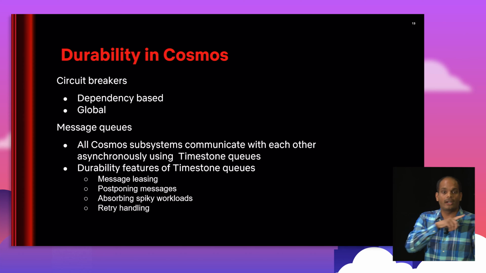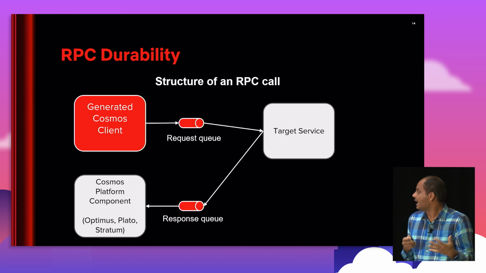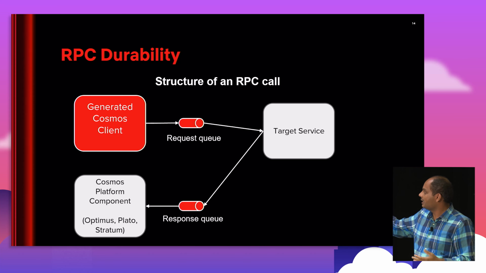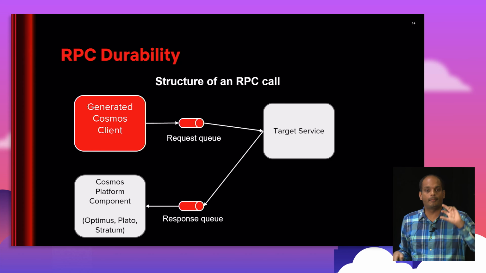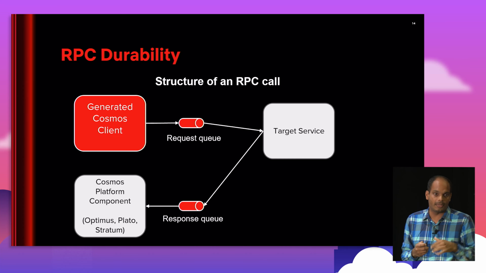The red box is what we generate, where for every target service or target function, we generate a fully typed client out of the box. In the client, we abstract away these queues, where there's a pair of request and response queues baked into it. A workflow developer who wants to make an RPC call pulls in this generated client and makes the call. It looks like a regular synchronous RPC call, but it's all asynchronous behind the scenes.